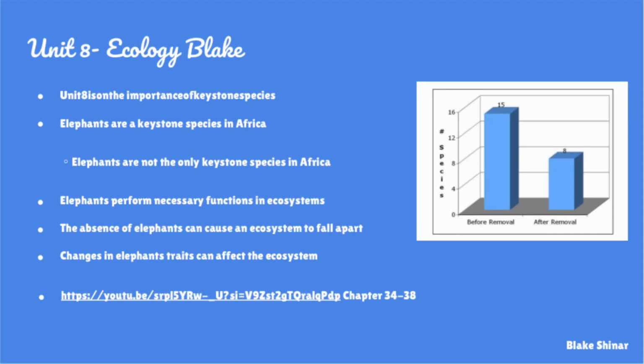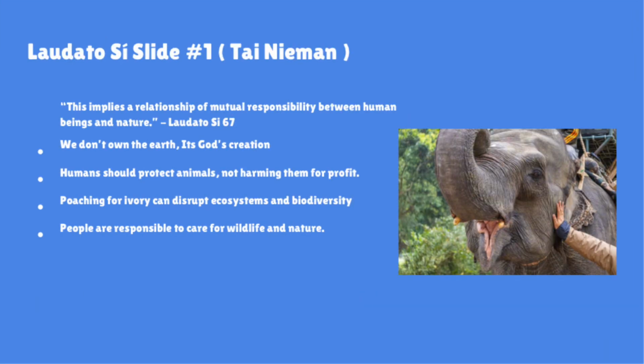Unit 8 covers ecology. Unit 8 often highlights the importance of a keystone species. The keystone species in this presentation is the elephant in parts of Africa. There are multiple keystone species in Africa other than the elephant. What makes elephants a keystone species is the actions that they perform for an ecosystem. When keystone species leave, the ecosystem tends to fall apart. When something changes with the elephants, it can also cause a change in the environment.